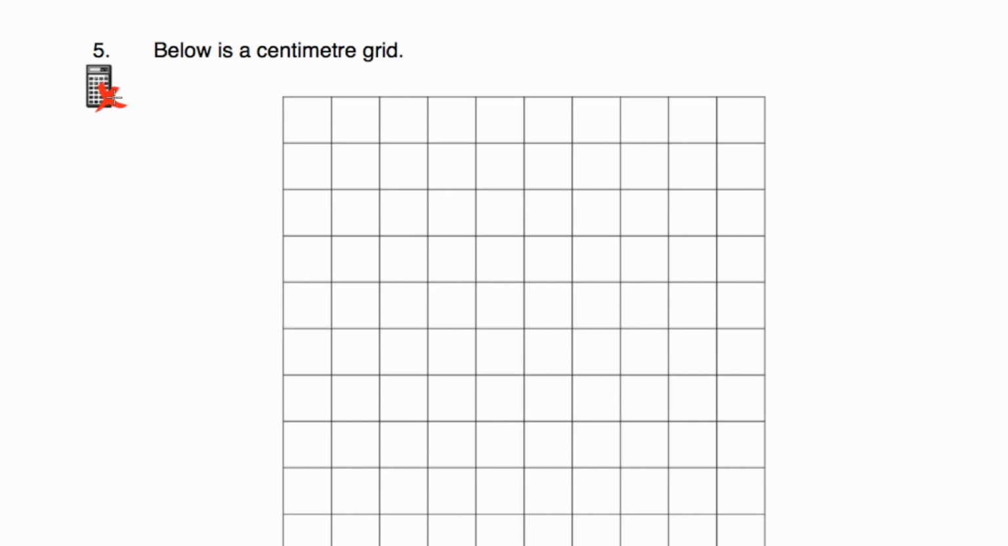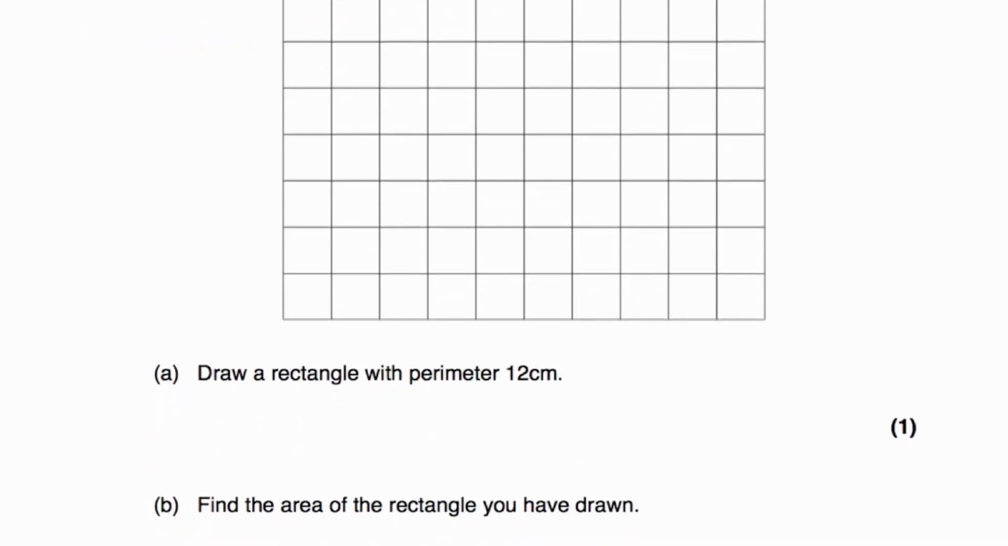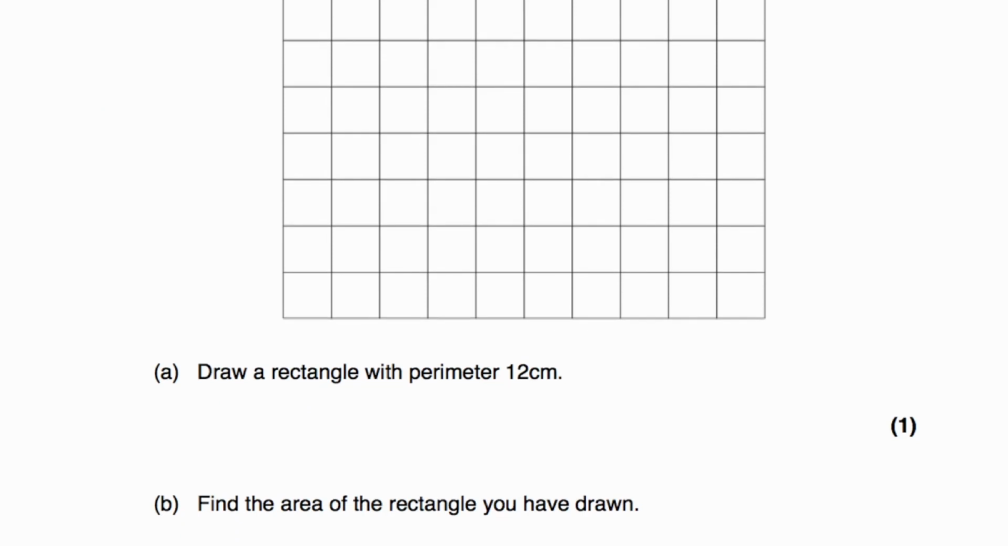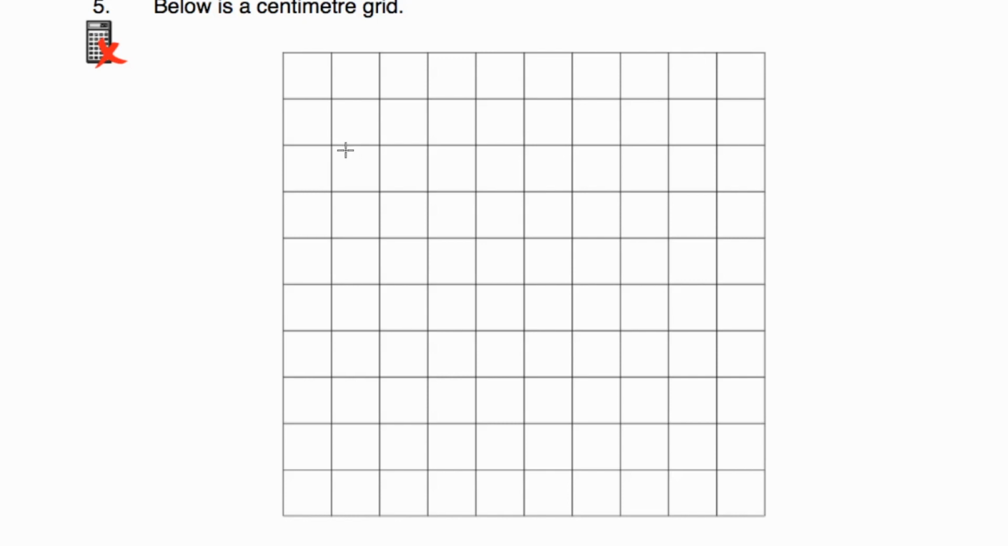Okay, let's look at our next question, question number 5. Question number 5 says, below is a centimetre grid. So we've got the centimetre grid, each square is 1 centimetre by 1 centimetre. And we've been asked to draw a rectangle with a perimeter of 12 centimetres. So remember, that means the distance around the outside of the rectangle is going to be 12 centimetres.